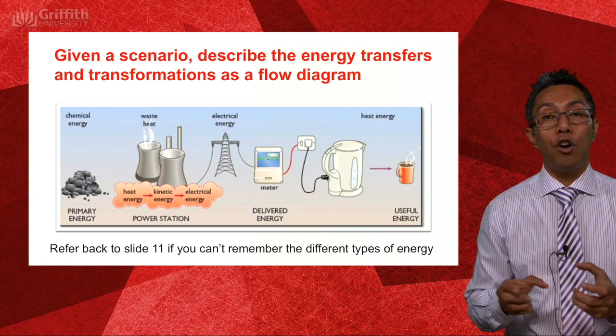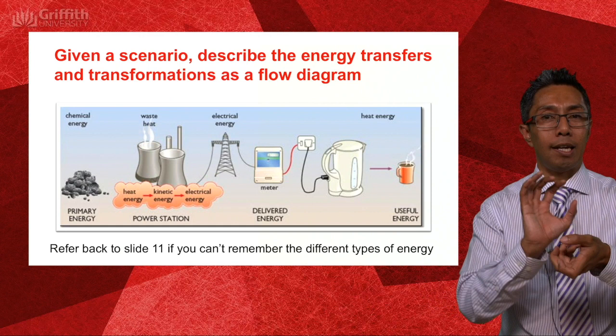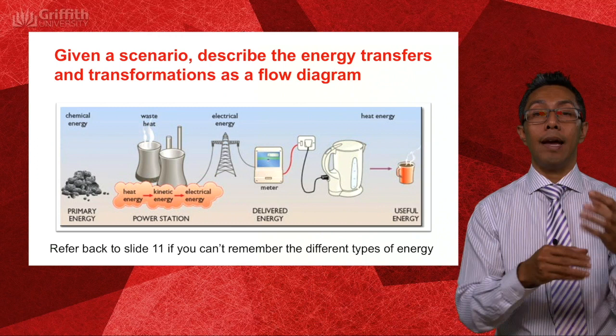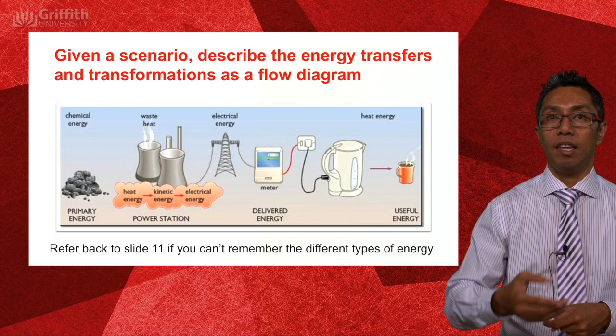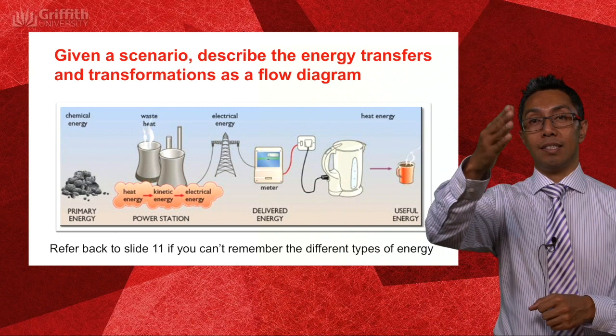As that turbine spins, it's actually spinning either a magnet in a coil or a coil around a magnet. And so thereby that kinetic energy is being converted into electrical energy. That electrical energy makes its way down the power lines through the meter. So this is the delivering part. And it finally reaches the kettle.